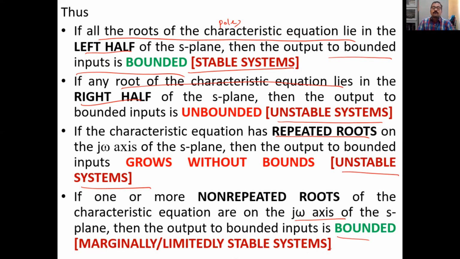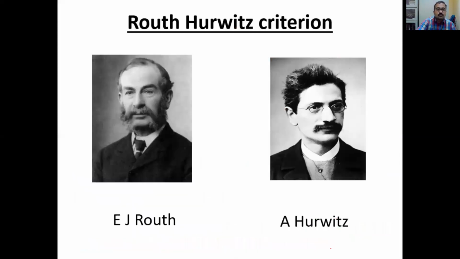Okay. So if the characteristic equation is quadratic or cubic, at the maximum cubic, then we can factorize that and see where the poles are located. But what if your system is of 5th order or 10th order, something like that? Then it is not possible to factorize the characteristic equation, right? So two chaps, Routh and Hurwitz, came up with a criterion called the Routh-Hurwitz criterion.